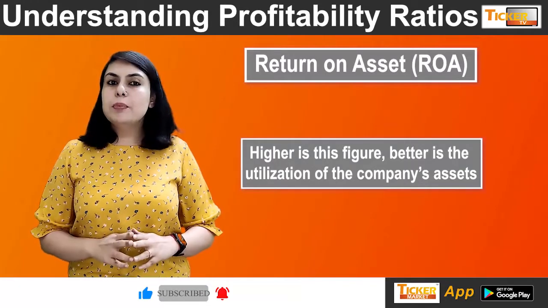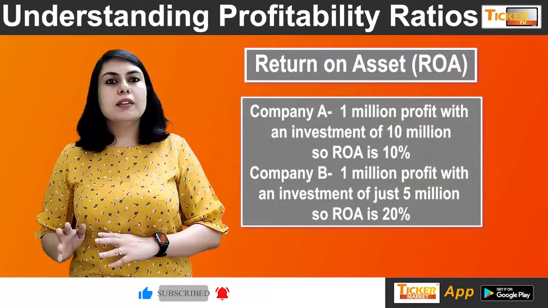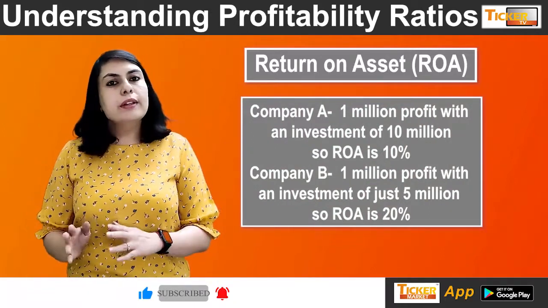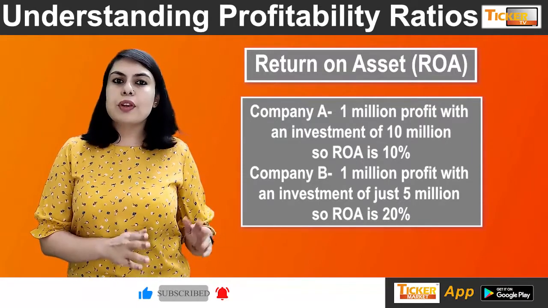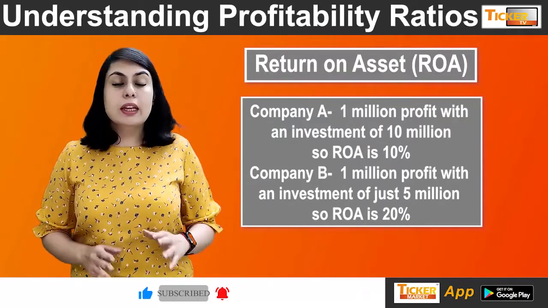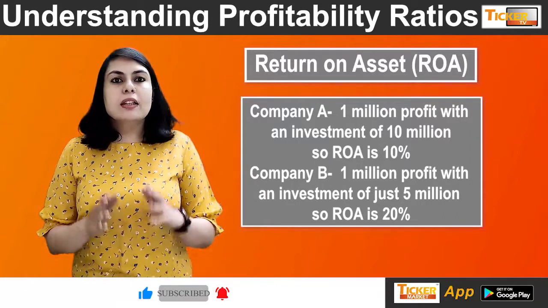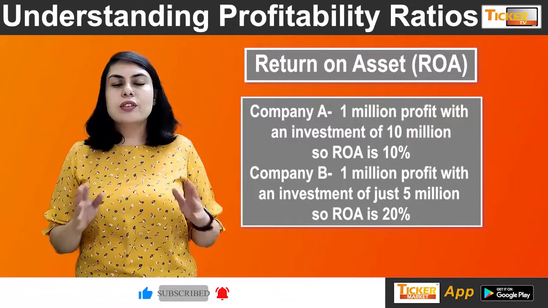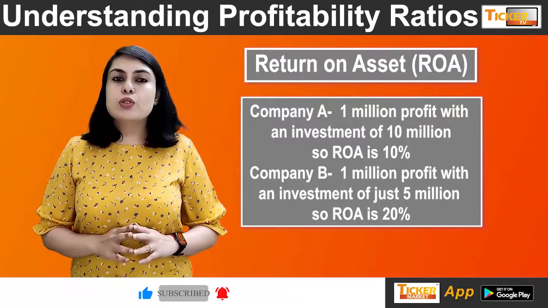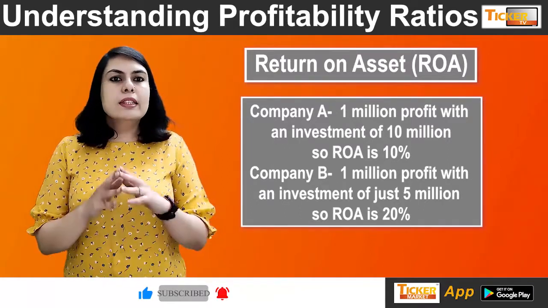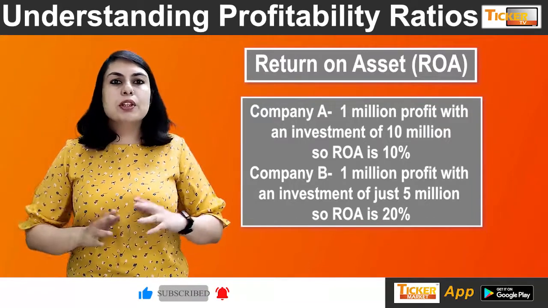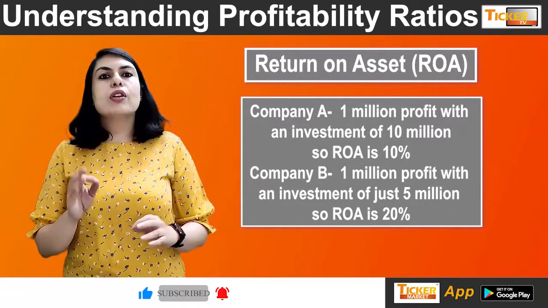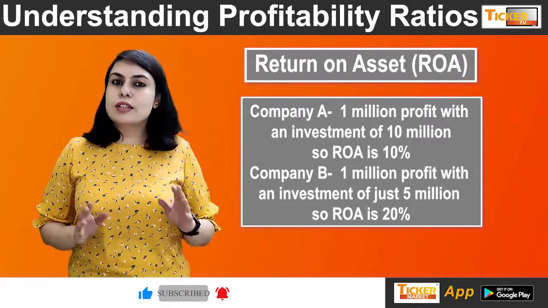For example, a company may earn profits worth rupees 1 million with an investment of 10 million, giving an ROA of 10%. On the other hand, another company can give the same profit with an investment of just 5 million, giving an ROA of 20%. The second company is utilizing its resources better because although both are generating the same profits, the second company is doing it with half the investment. It's easier to generate profits if you pump in a huge amount of money. But one needs to consider the cost of capital and the opportunity cost as well with every investment being made.